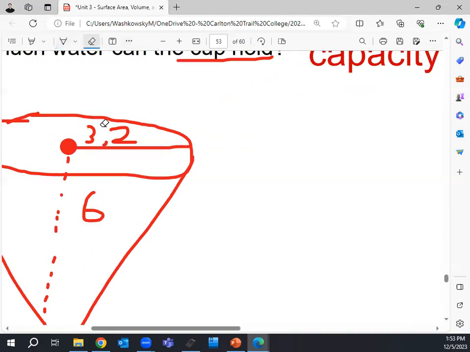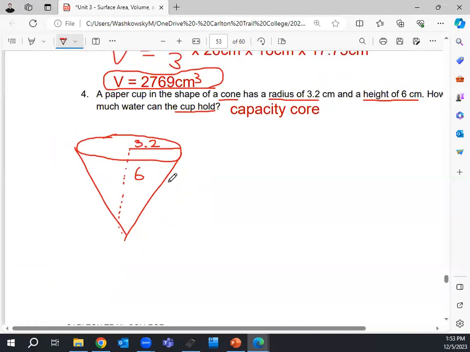I'm going to make this a little bit neater. Remember, height is the thing that goes straight down. This little thing right here, this line, is the slant. I don't care about the slant for volume. I'm labeling it just to show you. That's the slant. I do not care about it.